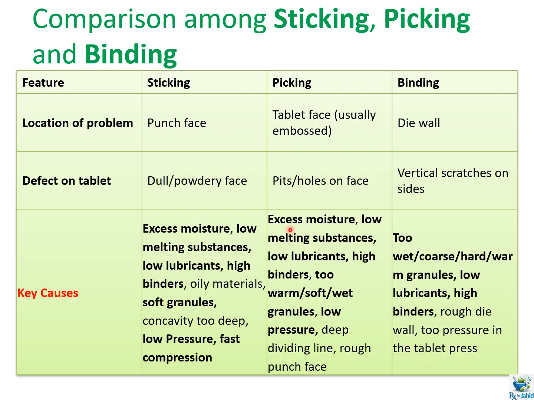So these problems can be seen also here. For example, excess moisture, low melting substance, low lubricant, high binder, too warm, soft granules, low pressure, deep dividing line. We have already discussed this. In case of binding, the key causes are too wet, coarse or hard granules, low lubricants, high binders, rough die wall, too much pressure in the tablet press. So all of these causes are just opposite to what? Just opposite to our capping, lamination, cracking or chipping problems. So this will ultimately help you to understand the overall scenario regarding these three tableting problems.